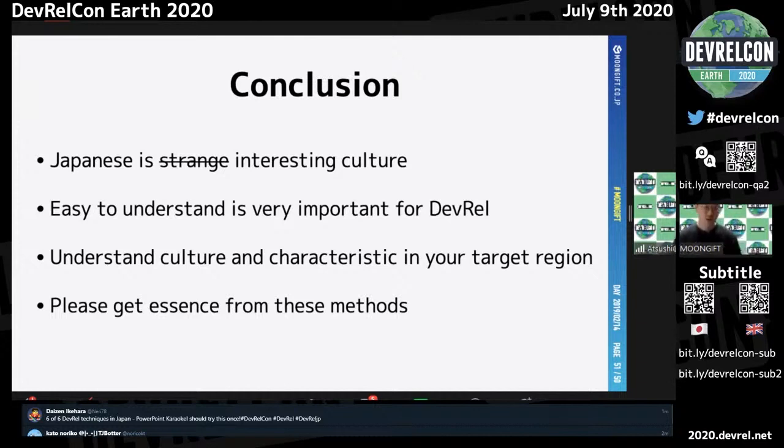Perhaps Japanese developers don't speak English well, but it doesn't mean they don't want to talk. Japanese developers love communities and communication. They love manga, virtual characters, and new technology. They are holding developer meetups every day and communicating with other developers. I would be pleased if any of those measures could help your DevRel.